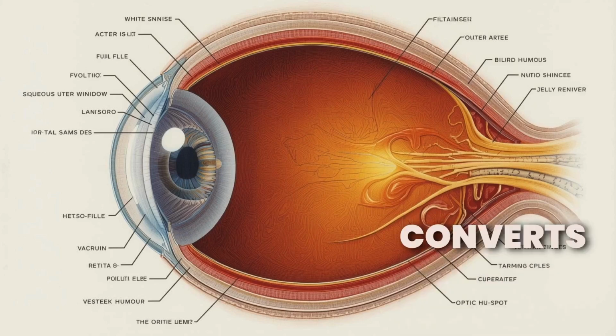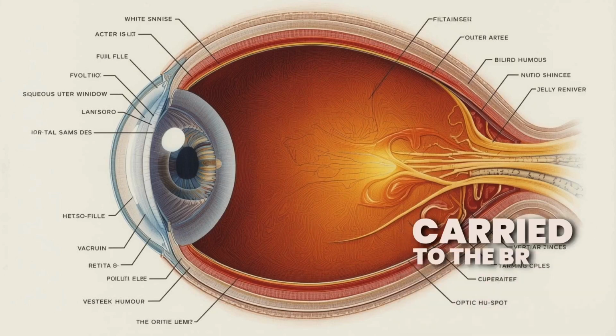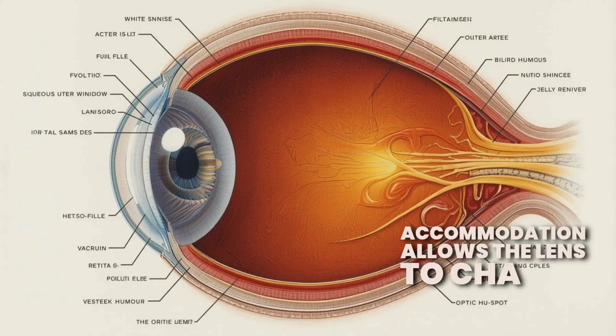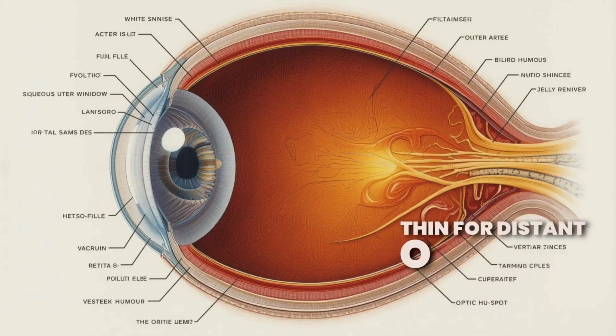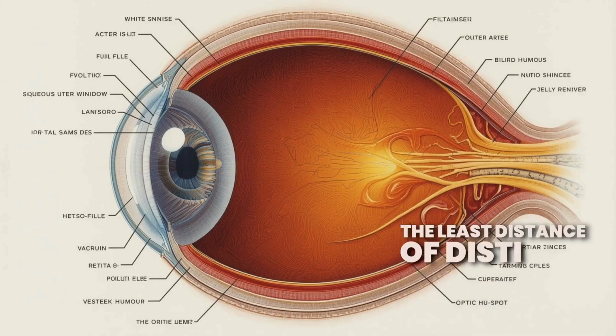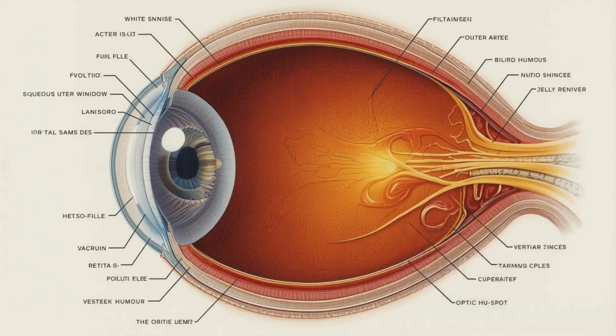The retina converts light into signals carried to the brain via the optic nerve. Accommodation allows the lens to change thickness, thin for distant objects and thick for near ones. The least distance of distinct vision is 25 cm.